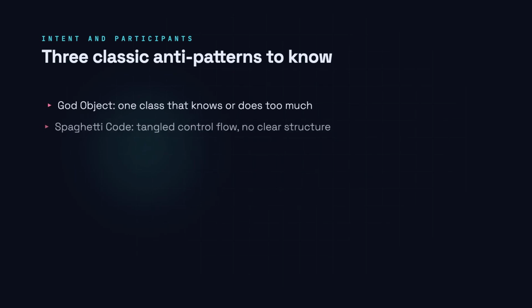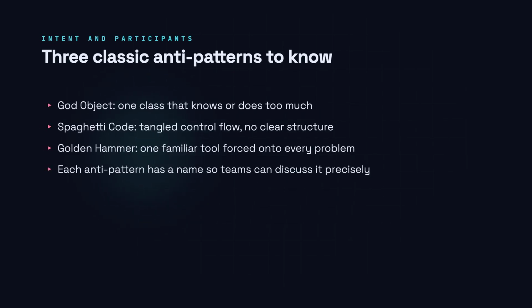Anti-patterns are named for the same reason design patterns are named. A shared vocabulary lets a team say "that is a God object" instead of giving a 10-minute explanation. The three we will focus on are the God object, spaghetti code, and the golden hammer. Each describes a different way that well-intentioned code can grow into something that actively resists change.